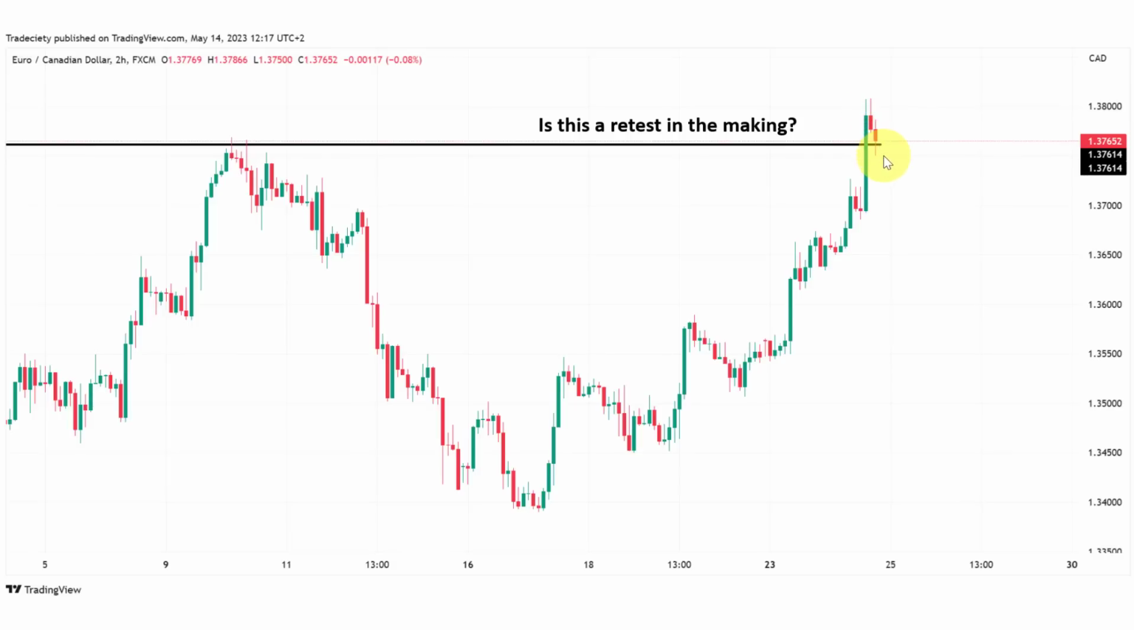You want to wait for the market to pull back, but you want to see that the market is continuing into the initial trend direction. You want to go with the momentum. You want to see the market moving higher. So this is not a retest yet. It's a retest in the making, potentially, but we are not retesting anything meaningful, and we're not seeing anything bullish here.